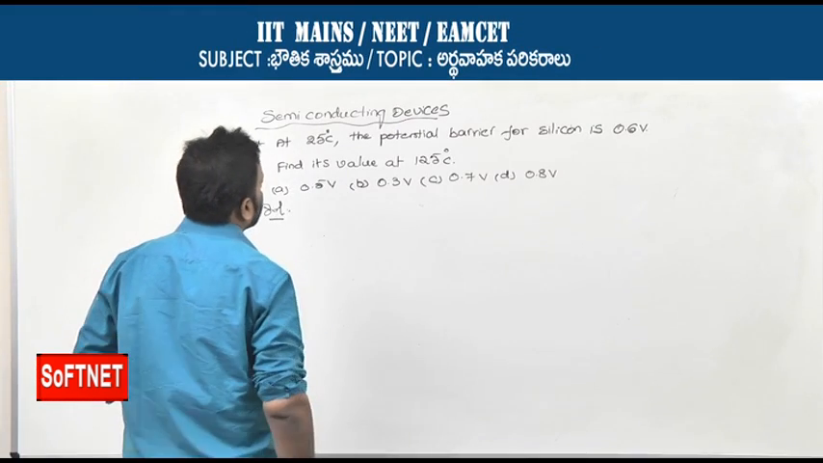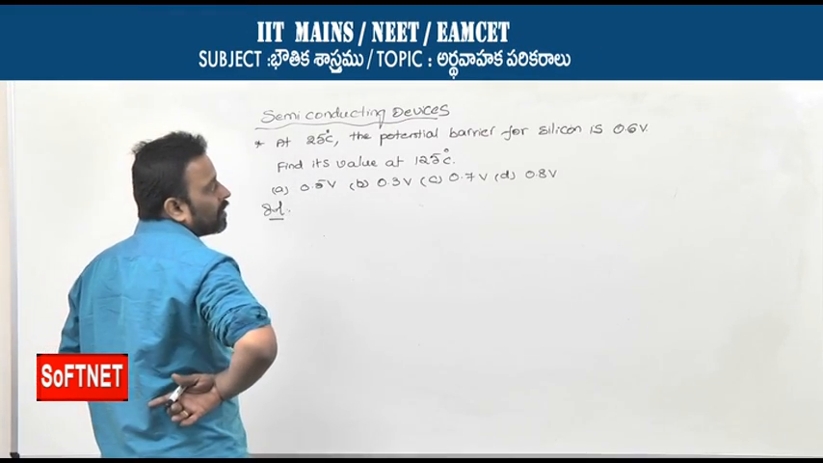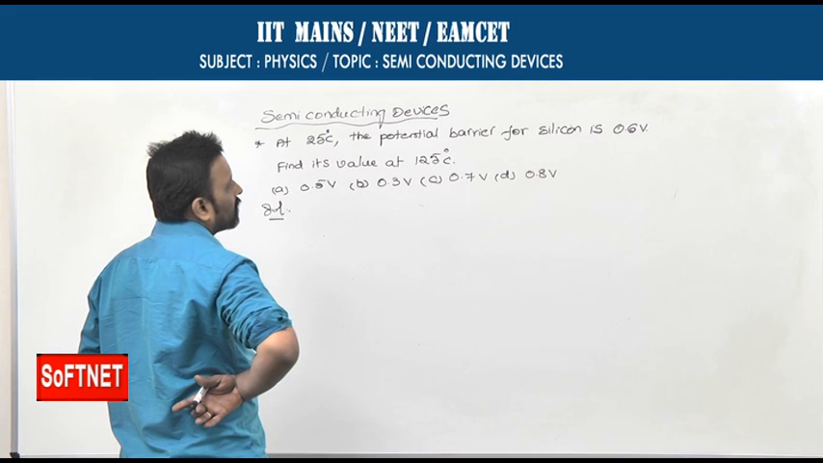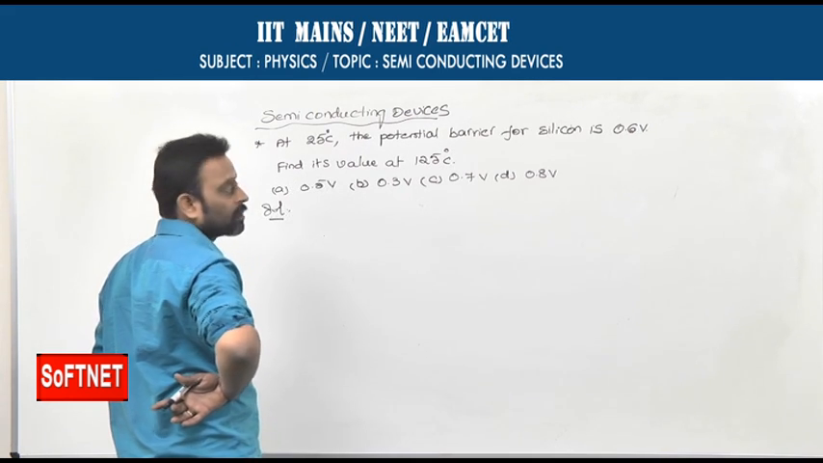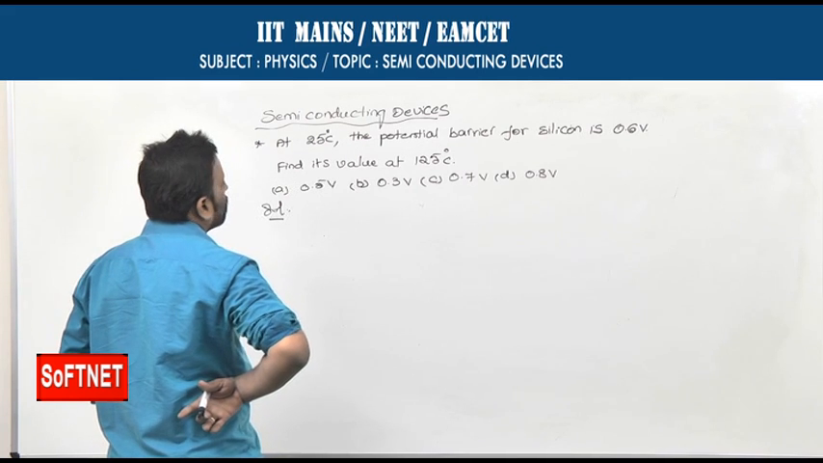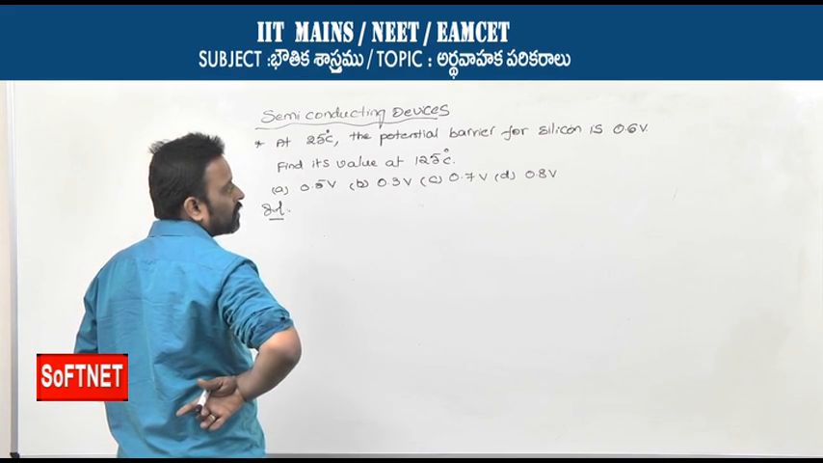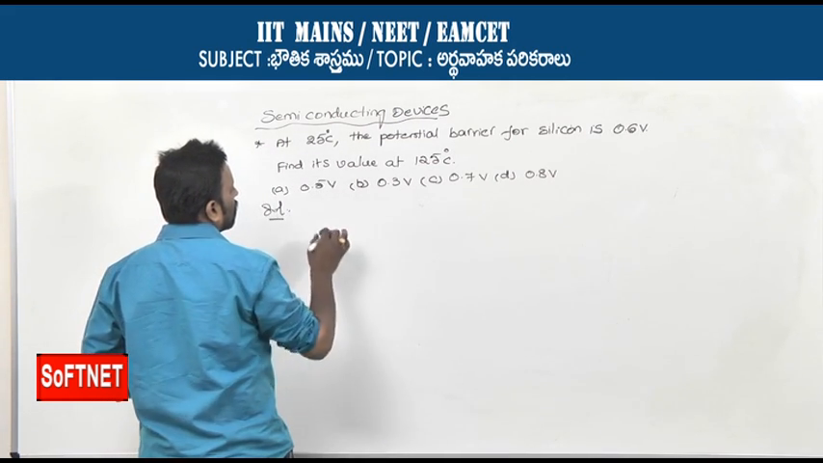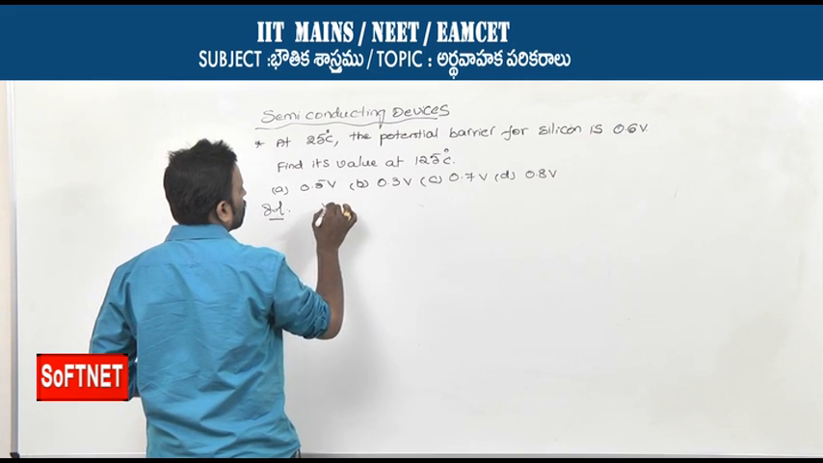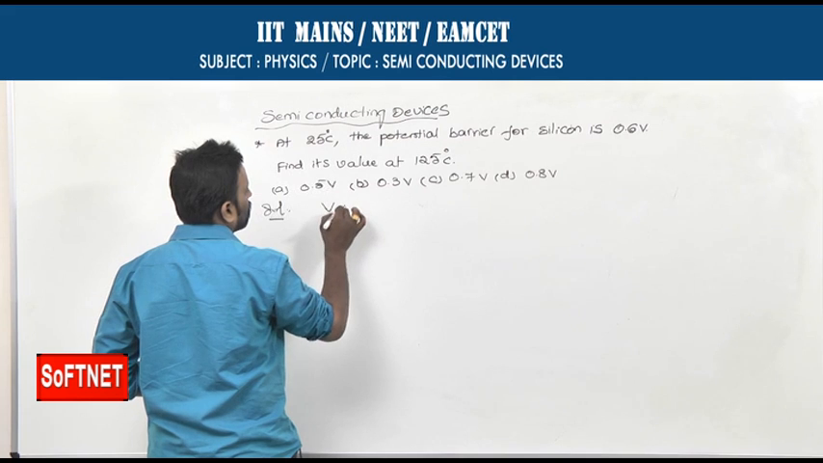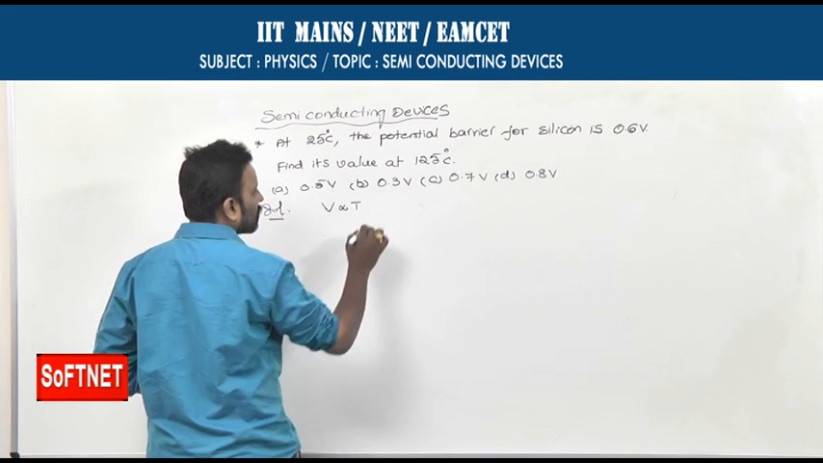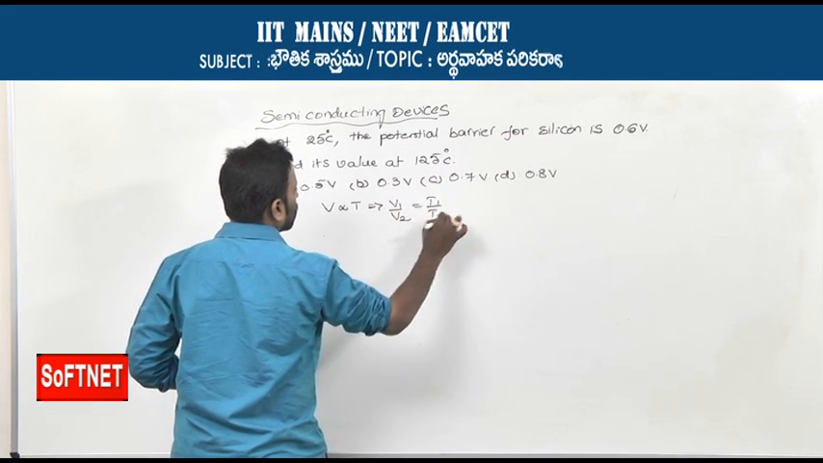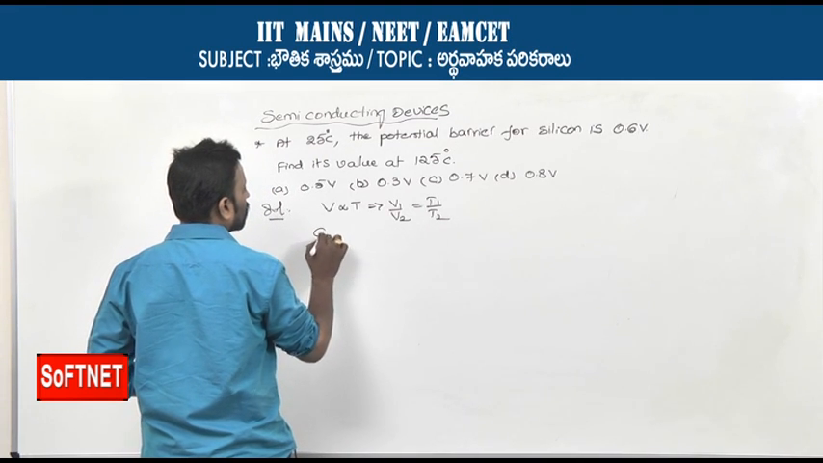Next one, at 25 degrees centigrade, the potential barrier for silicon is given as 0.6 volts. You are asked to calculate the potential barrier when the temperature is maintained at 125 degrees centigrade. The given options are 0.5 volts, 0.3 volts, 0.7 and the last one 0.8 volts. The relation between potential and temperature is: potential is directly proportional to absolute temperature. From this I can write V1 by V2 is equal to T1 by T2.